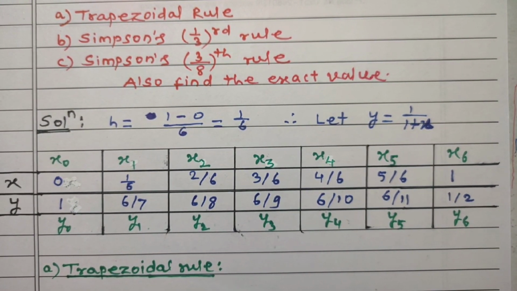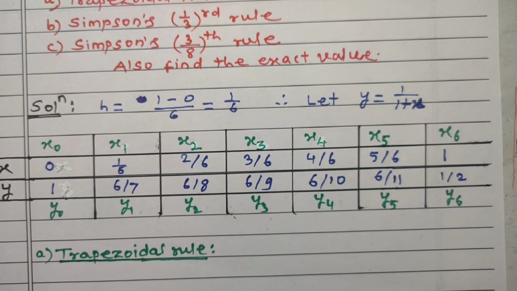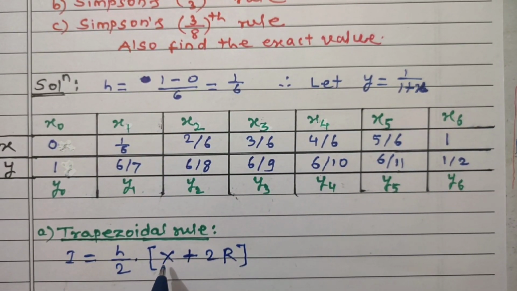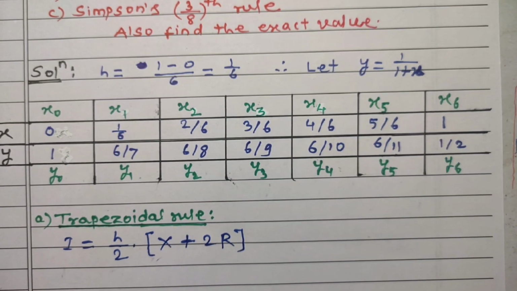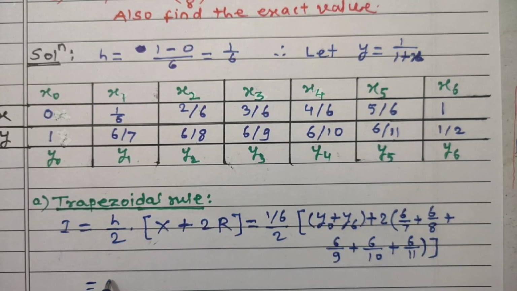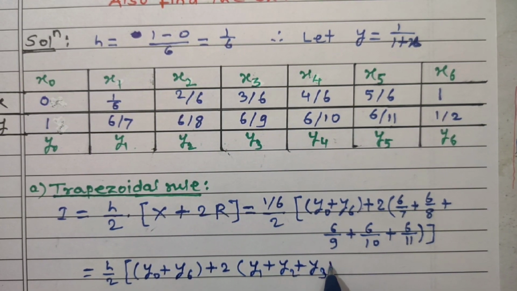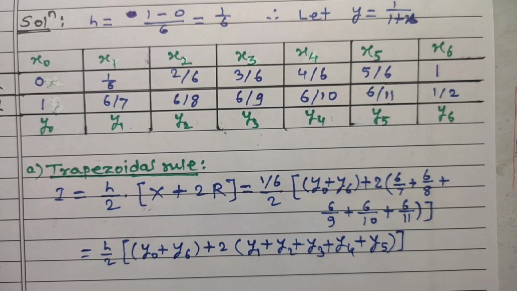Now the trapezoidal rule states that the value of the integral I is given by I is equal to h upon 2 into bracket X plus 2 times R. Here X is nothing but y0 plus y6. So we can write I is equal to h upon 2 into bracket y0 plus y6 plus 2 times y1 plus y2 plus y3 plus y4 plus y5, bracket close. Okay, now you can put the values of all the ordinates and the value of h.